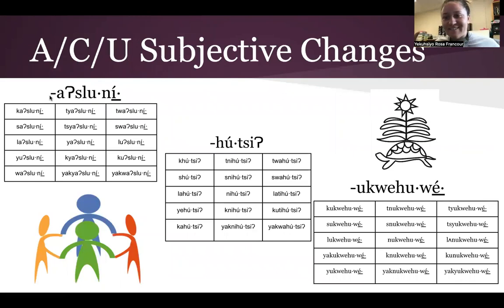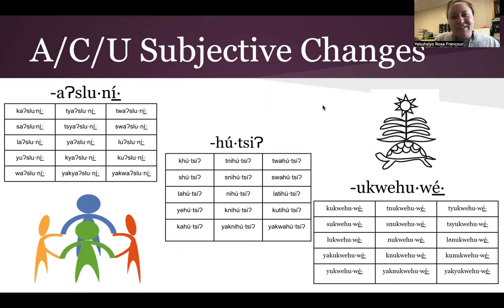So we learned 45 new words today, or new verbs. We made 15 different conjugations for the A stem word, azlun. We made 15 different conjugations for the C stem word, hunji. And we made 15 conjugations for the U stem word, ungwehu. That's a lot, okay? And they're not that hard because this is really one root. And we just changed it based on the pronouns of that stem.